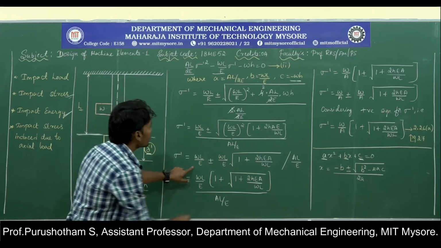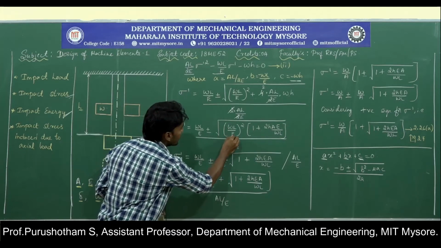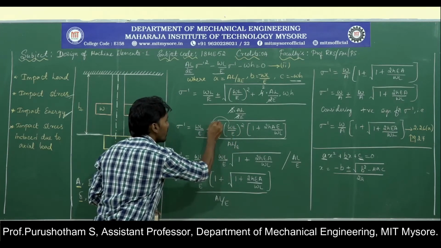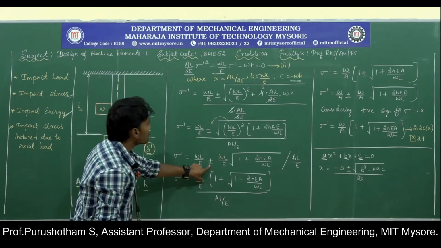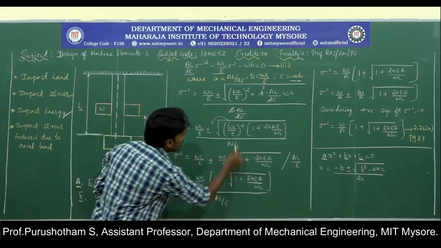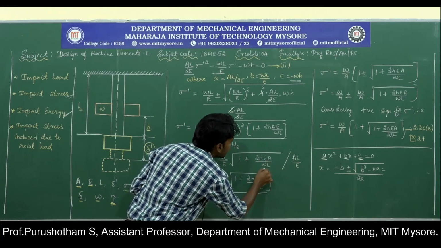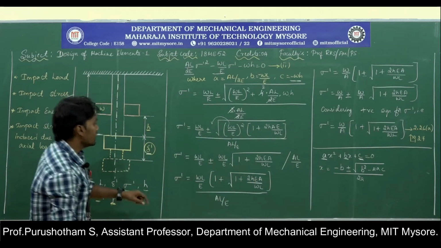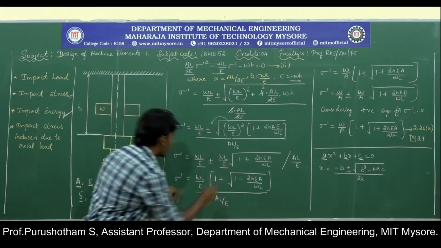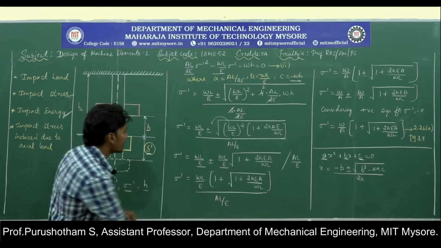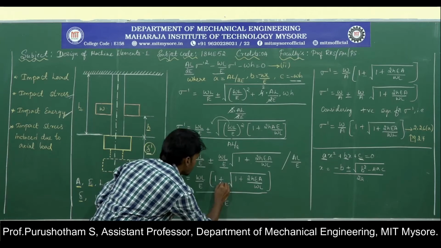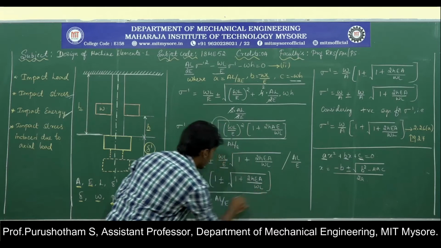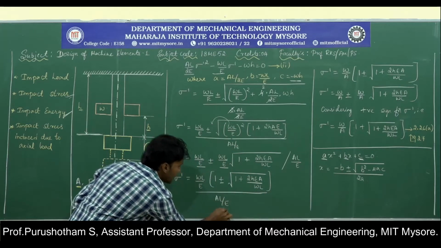Now in the previous equation, I am going to take the square root of the WL by E whole square term. The term which comes outside is WL by E plus or minus WL by E square root of 1 plus 2H EA by WL, divided by AL by E. Then I take WL by E as common factor, and you will get 1 plus or minus square root of 1 plus 2H EA by WL, divided by AL by E.